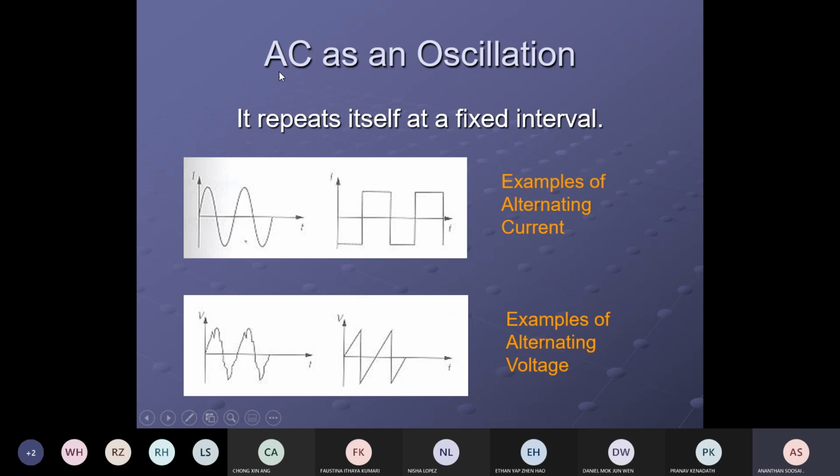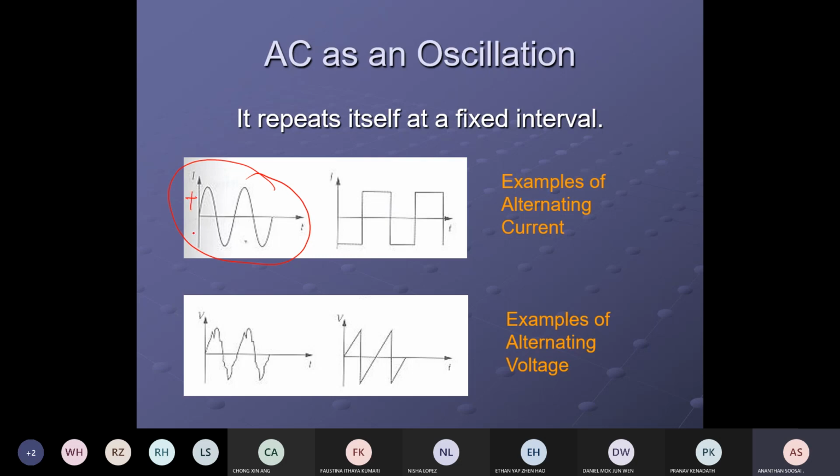Okay, so AC, alternating current. Alternating current is actually produced by an oscillator. Electrons are allowed to oscillate back and forth, creating alternating current. It repeats itself in a fixed interval. These 4 diagrams here are all alternating current. But in your syllabus, most of the time they'll ask about the first one, the sinusoidal alternating current.